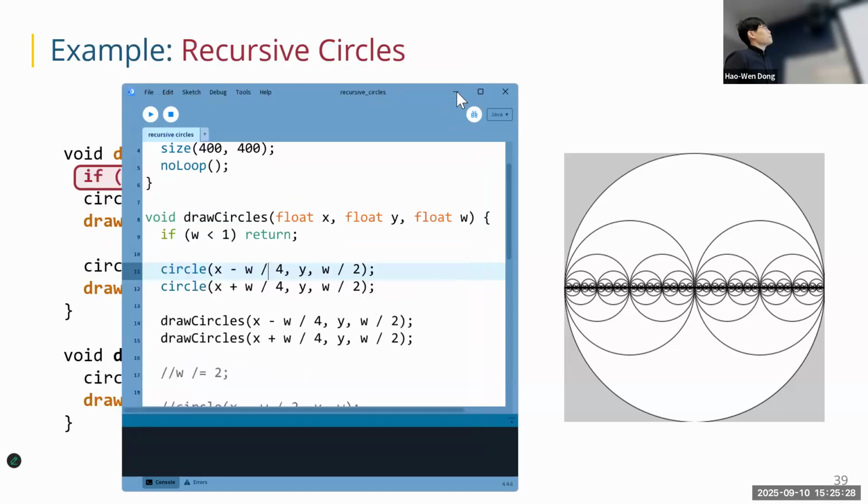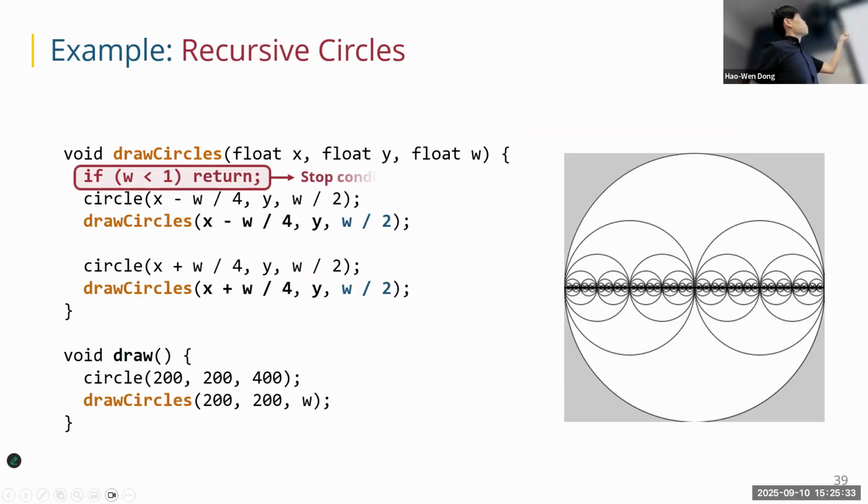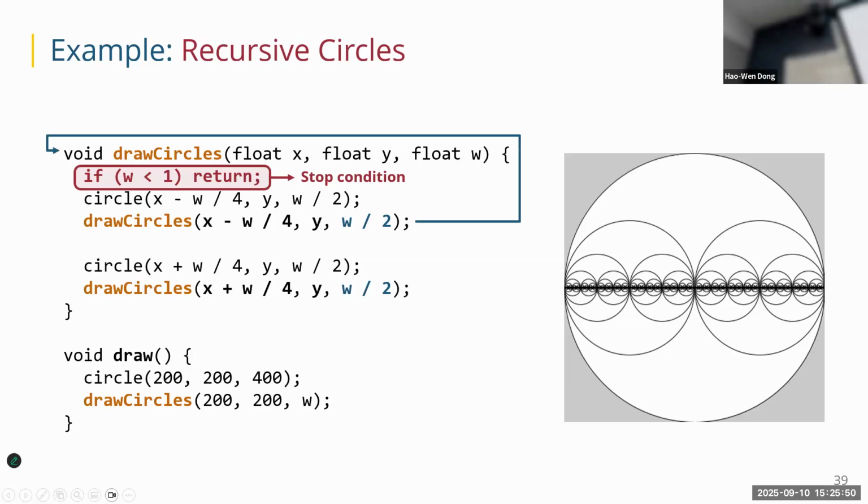So what we're doing here is, first you stop when the width is too small. If you don't do this, the whole program will crash because it will keep going to 0.1 pixel, 0.01 pixel. It doesn't make any sense. So you first draw the left-hand side circle, and then you call yourself again with a smaller size. You always mess up with all these numbers, so you have to figure out how to decrease them.